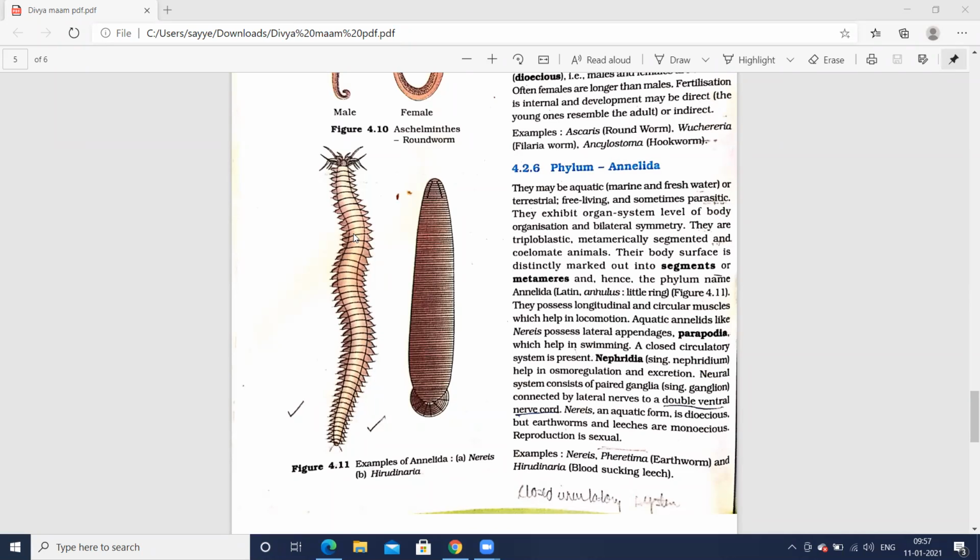Annelids are very, very interesting creatures. So we were doing nephridia. Parapodia we had done, nephridia. The neural system consists of paired ganglia connected by lateral nerves to a double ventral nerve cord. Double ventral nerve cord. I think I had done nerve cord with you.